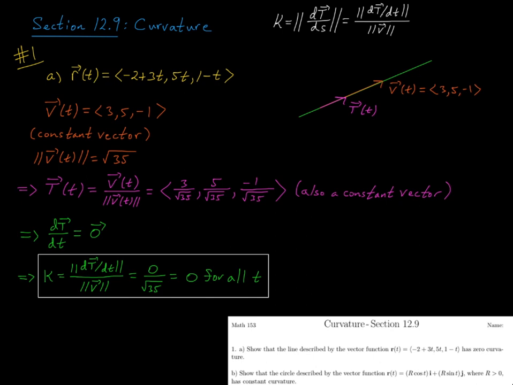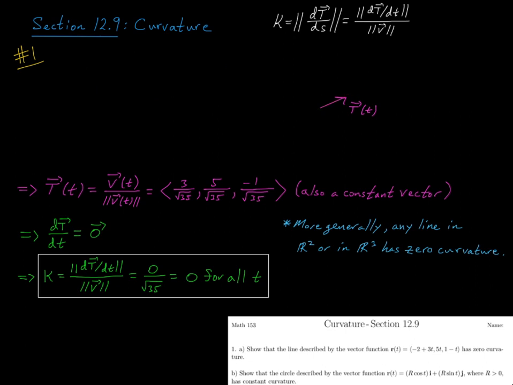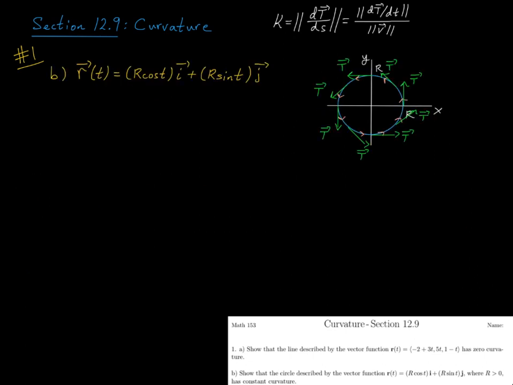So that implies, using the second expression for curvature up above, that the curvature of this line is 0 for all t. And more generally, any line, either in R2 or in R3, has 0 curvature, really by the same argument. All right, great. So now let's turn to part B.